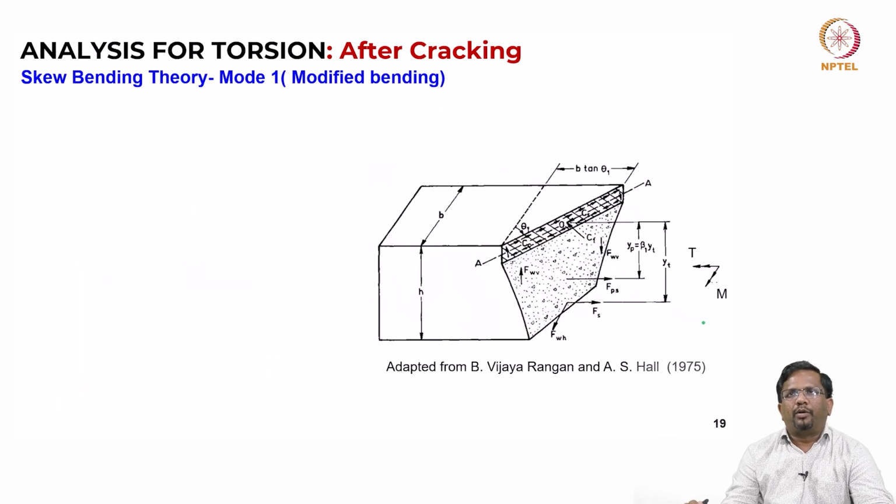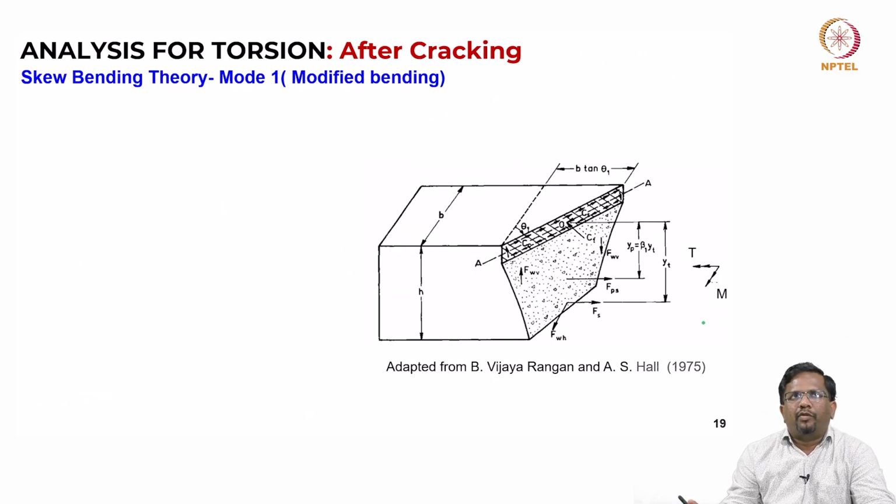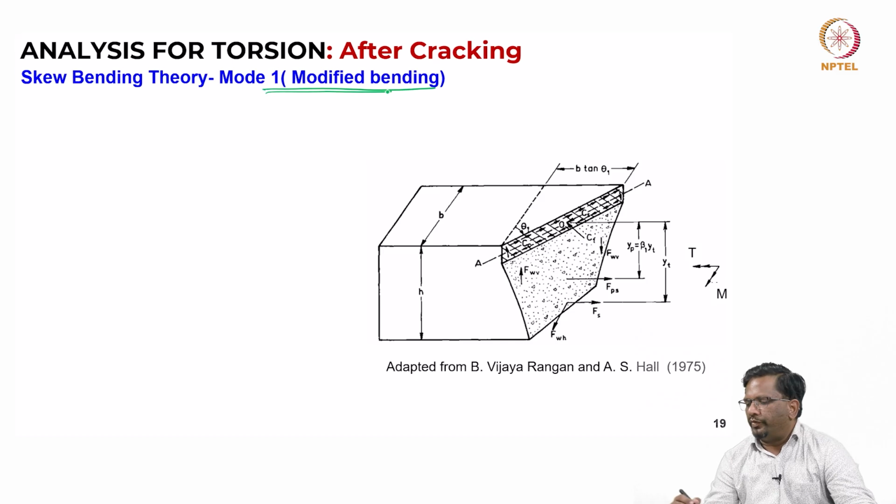Now, in skew bending theory, several expressions have been derived for all the modes. Let us look at one particular mode, which is called the modified bending failure mode. They take this kind of a skewed failure surface for the same cross section. This is the surface that is creating that failure.